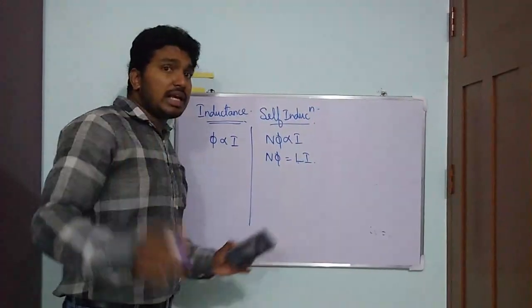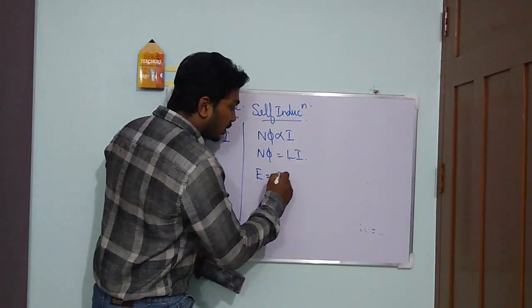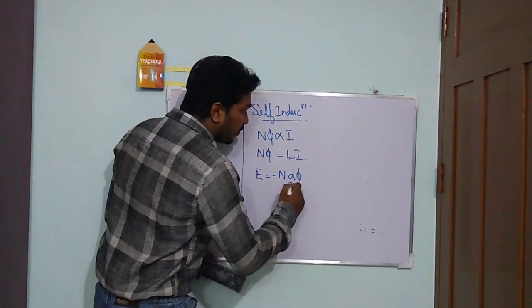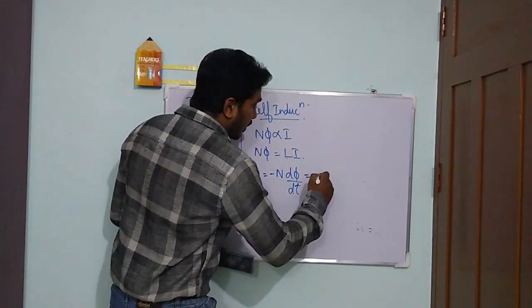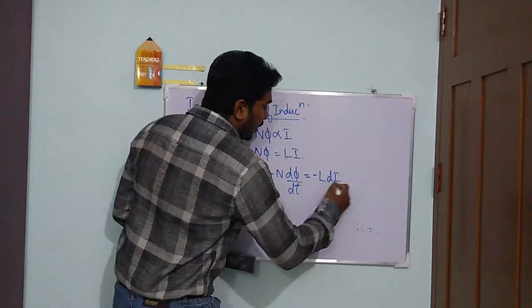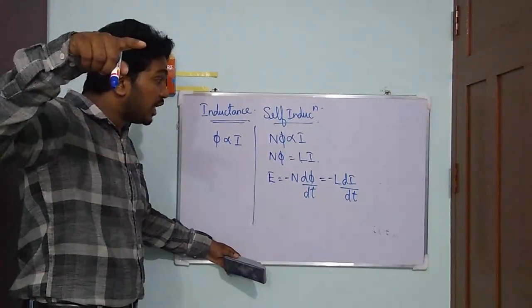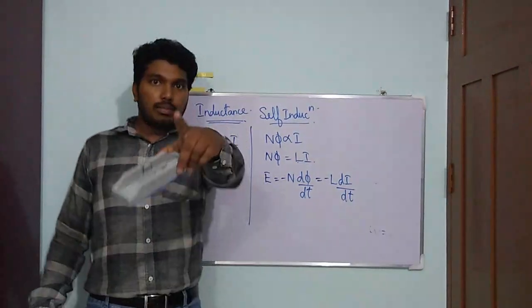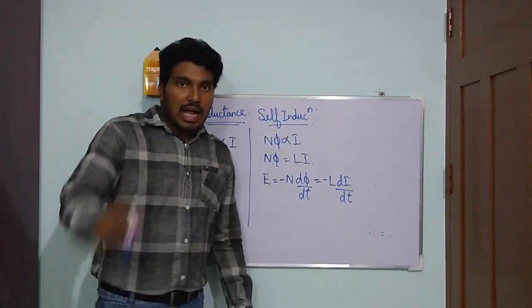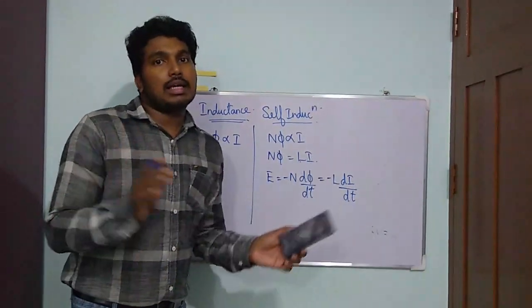So from this, it's very clear that we can write our induced EMF E as this. We already know that E is equal to minus N d phi by dt, right? So here we can also write it as minus L di by dt. So whenever there is a change in the current associated with a coil, there is an EMF induced. And in case of self-induction, we call it by the name back EMF.